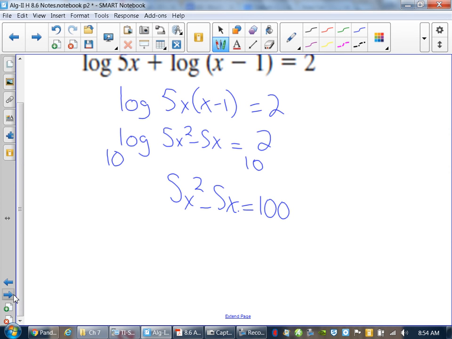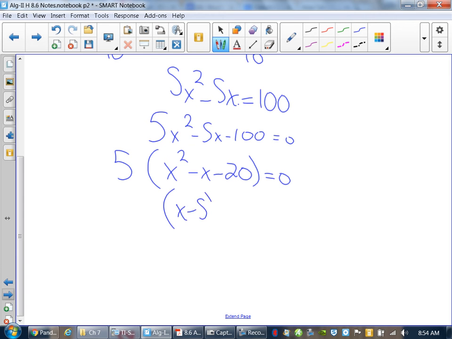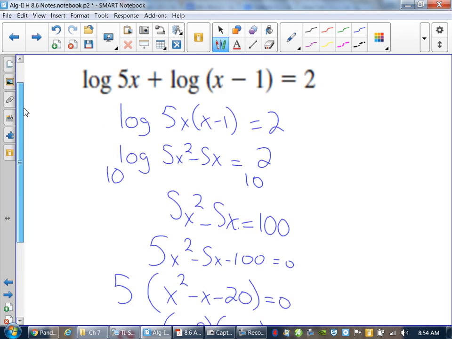So now, what's your first rule? GCF. What's your GCF? 5. Does that 5 have anything to do with the problem now? What times what is negative 20? You add together to get negative 1. But I have to go back to my original problem to check to see if they both work. We go back.